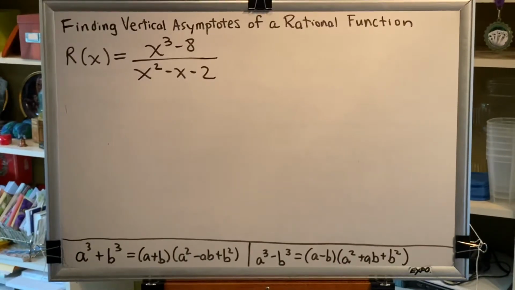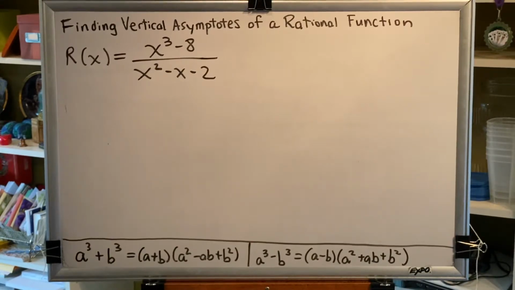The topic of this video is finding vertical asymptotes of a rational function. The steps are to factor both numerator and denominator polynomials and to reduce to lowest terms. There will be a vertical asymptote at each value of x where the reduced denominator polynomial equals 0.